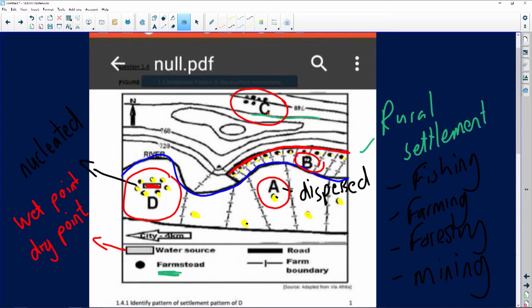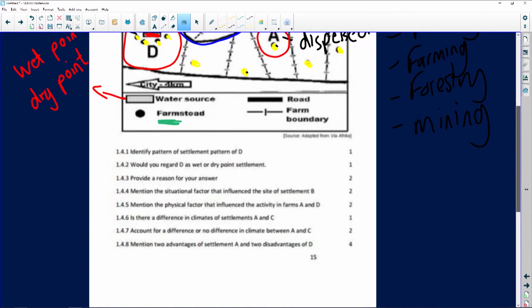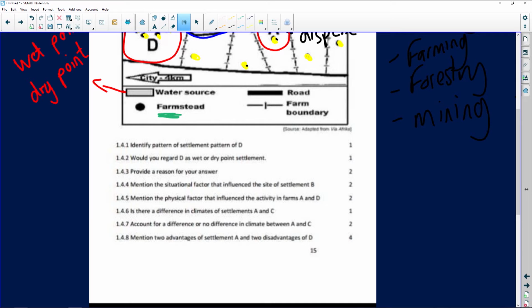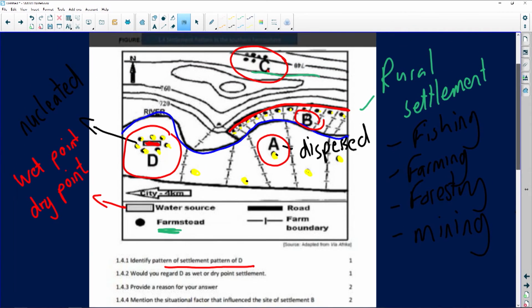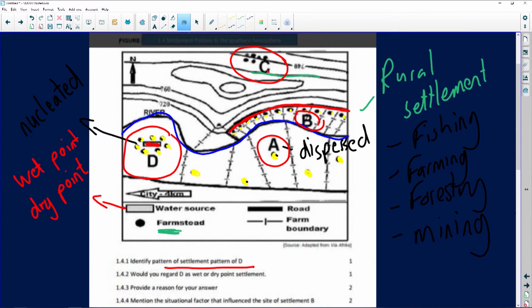Okay, but now that's the beauty, once again, grade 12s, we haven't even looked at the questions. And we just basically deciphered this image by just looking at all of the keys that have been provided and the scenario that's being provided. Now, if you look at question 1.4.1, identify the settlement pattern of D. Now, let's just quickly have a look at D. There's D, as you can see, the settlements are the farmsteads. They're all together next to a water resource. What do we know? It's a nucleated settlement.